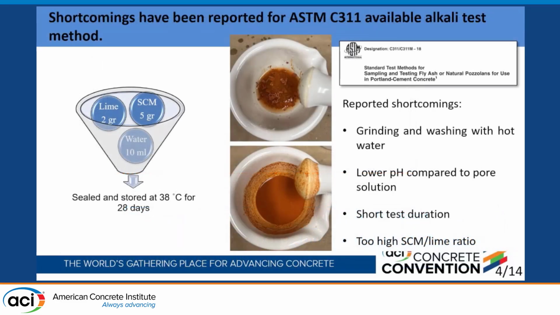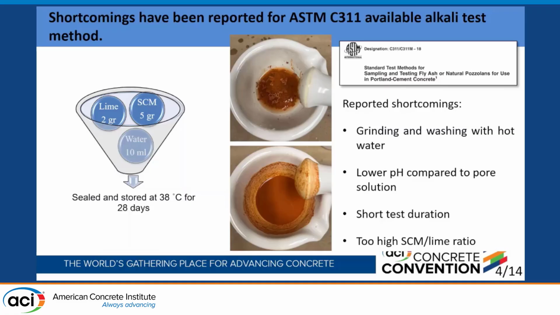So, more details about ASTM C311 available alkalis. In this test, 5 grams of SCM will be mixed with 2 grams of lime and 10 milliliters of water, sealed in a vial and stored at 38 degrees C for 28 days. After this period, the paste will be crushed, ground, and then filtered and washed with hot water 8 to 10 times, and then the filtrate will be analyzed through the ICP method to determine the sodium and potassium in the solution.